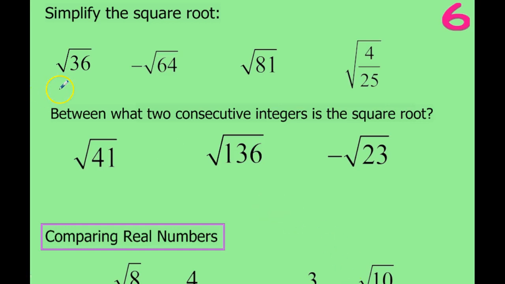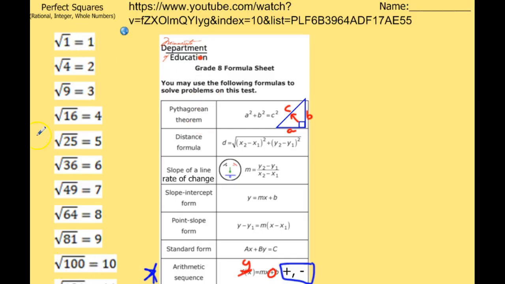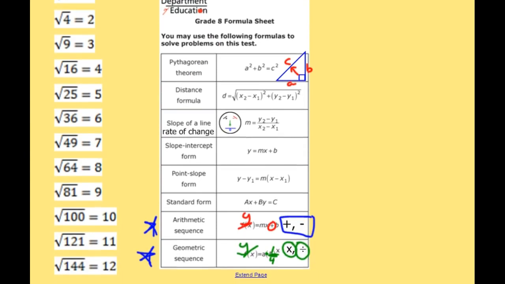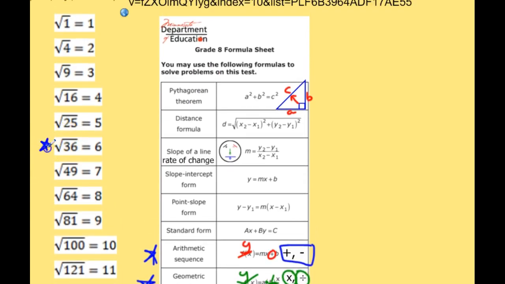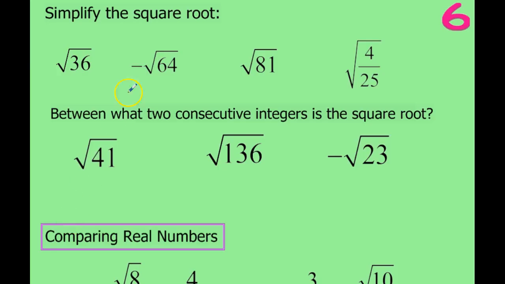So it says simplify the square root. This is where it might be helpful to look at your formula sheet and list out the perfect squares. I've done that already on my formula sheet, so I'm going to reference that here in a minute. So I want to find the square root of 36. So here's my formula sheet. I listed out the perfect squares, or square roots. The square root of 36 right here is really just 6, because 6 times 6 is 36. So this is just 6.